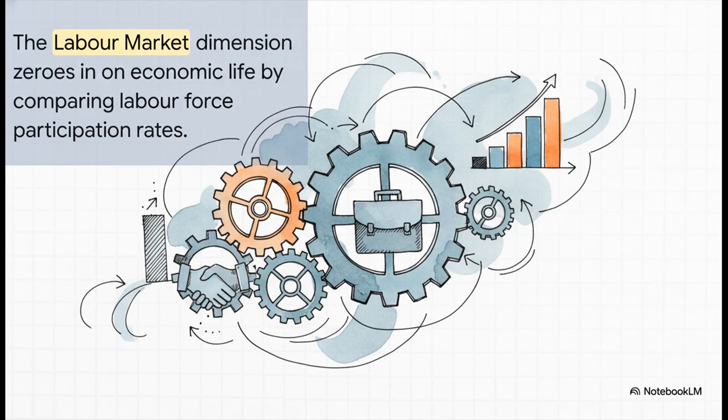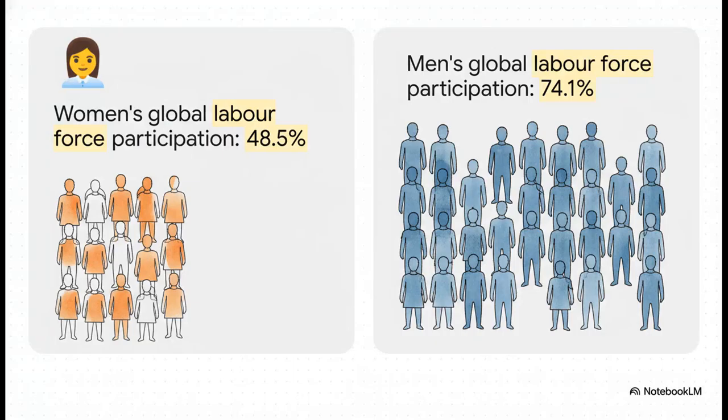And that brings us to the third and final dimension, which zeroes in on economic life, the labor market. This one is measured by a single but really powerful number: the labor force participation rate. And whoa, the economic picture shows the widest gap of all. For every 4 men in the global workforce, there are fewer than 3 women. And this isn't just about a paycheck. It's about economic independence, it's about financial security, and it's about a country's entire productivity. This gap right here is a massive driver of inequality.